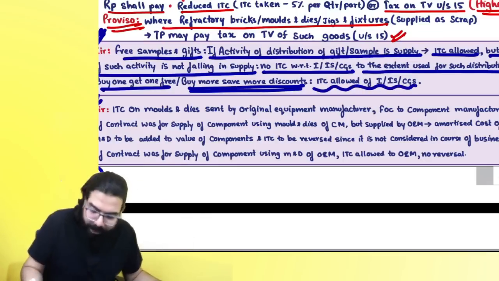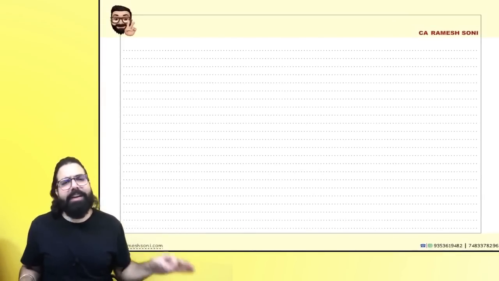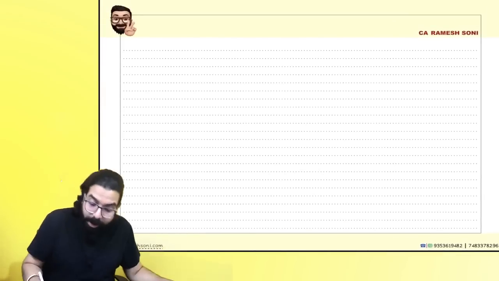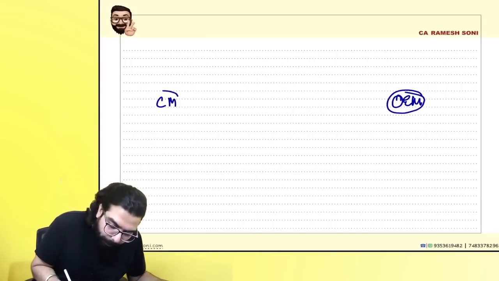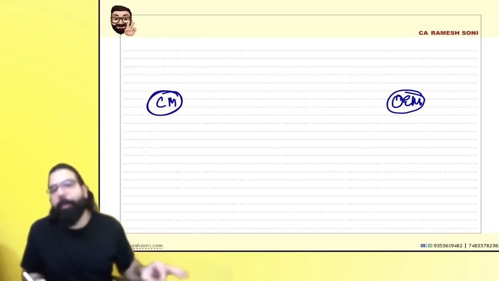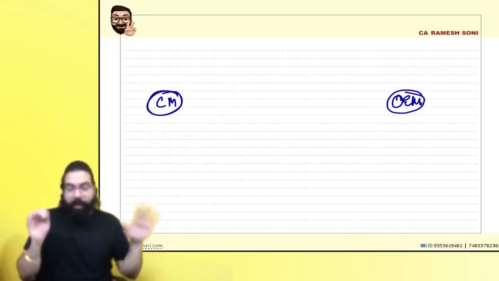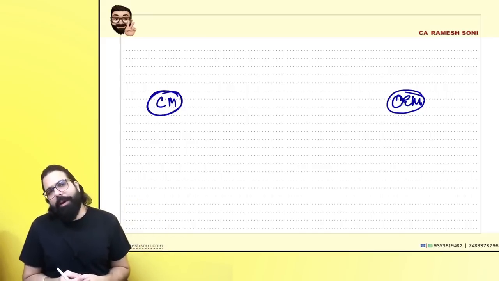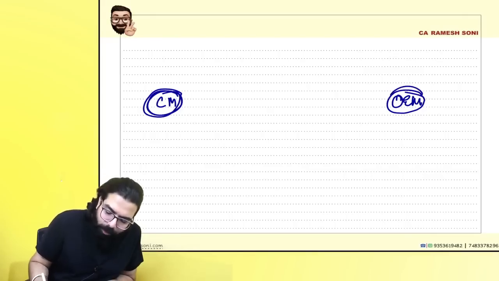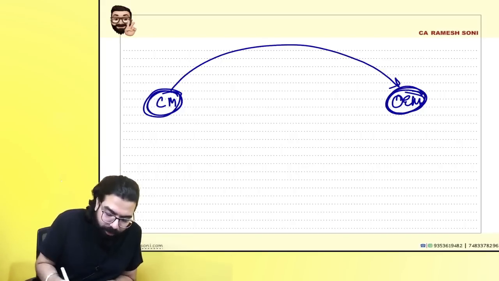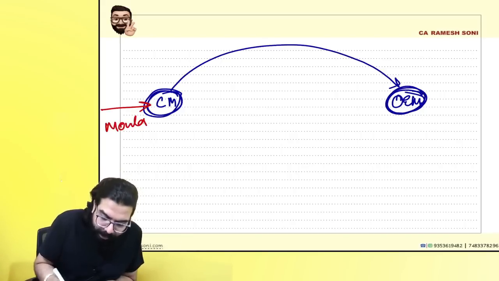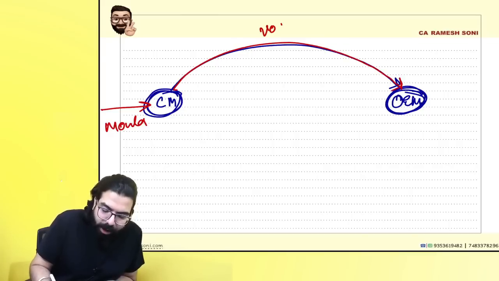The last one is the circular with respect to original equipment manufacturer and component manufacturer. Let's understand: there is one original equipment manufacturer who makes the original equipment. There is one component manufacturer who makes the component and gives it to the original equipment manufacturer. Now they had an agreement where the component manufacturer has to make a component and give it to the original equipment manufacturer. The component manufacturer told, sir, okay, I will buy the mold from the market, make the item and give it to you, and per component I will charge you 100 rupees.